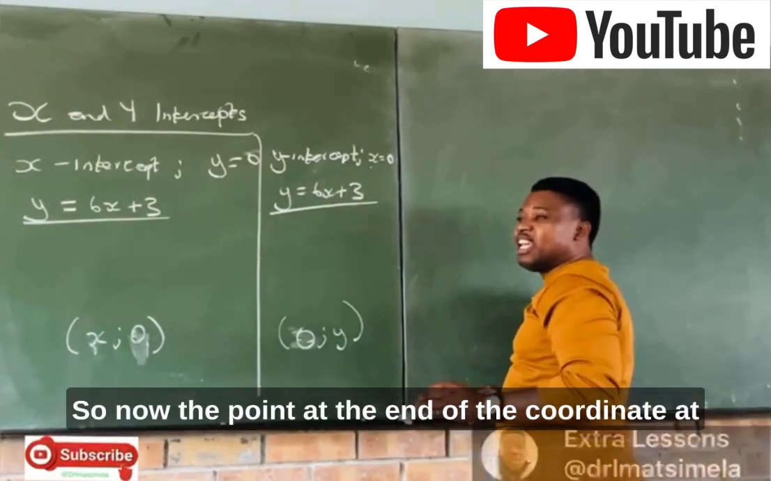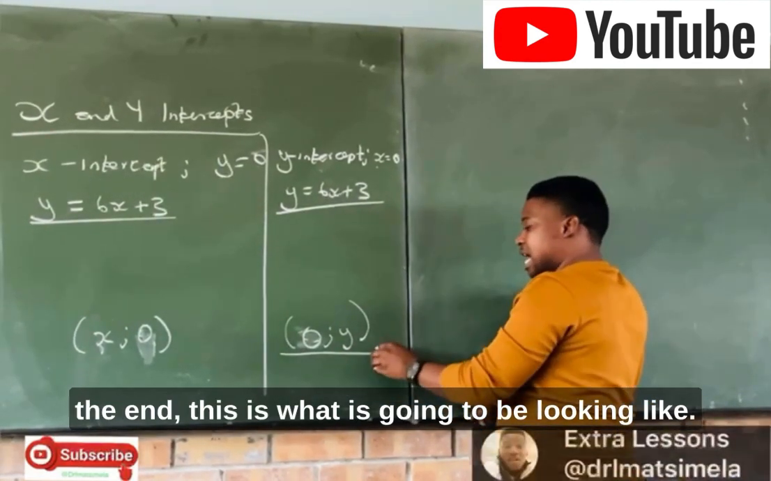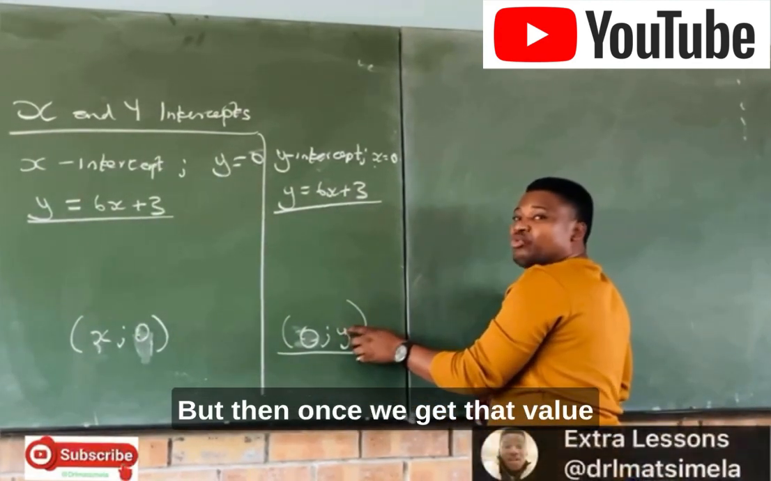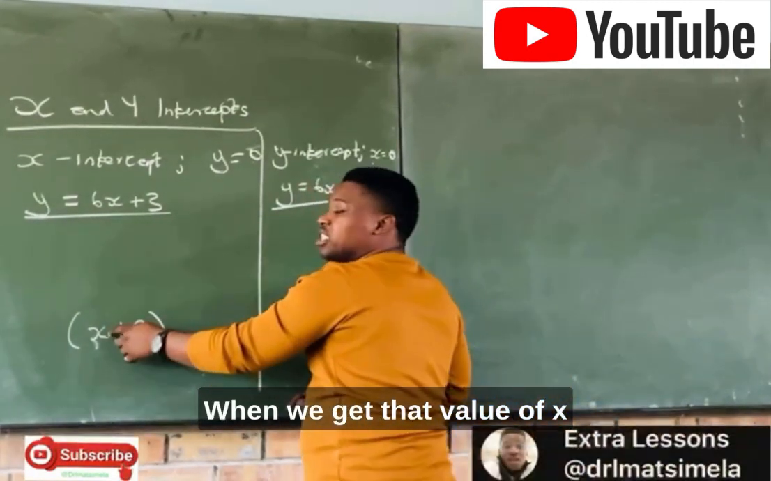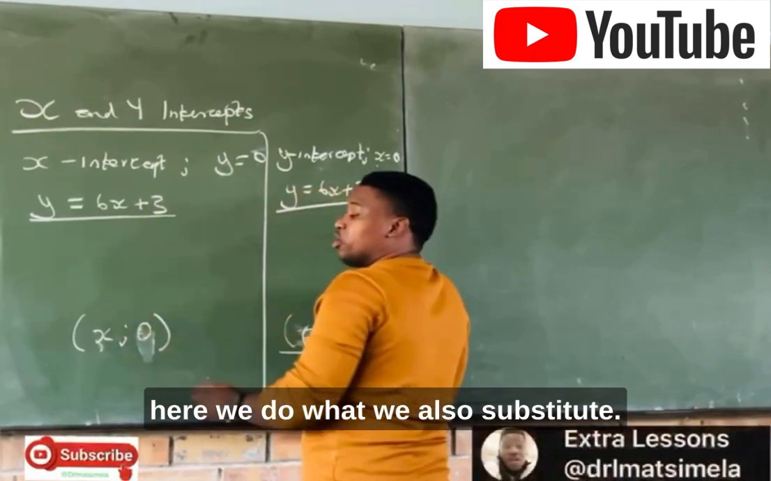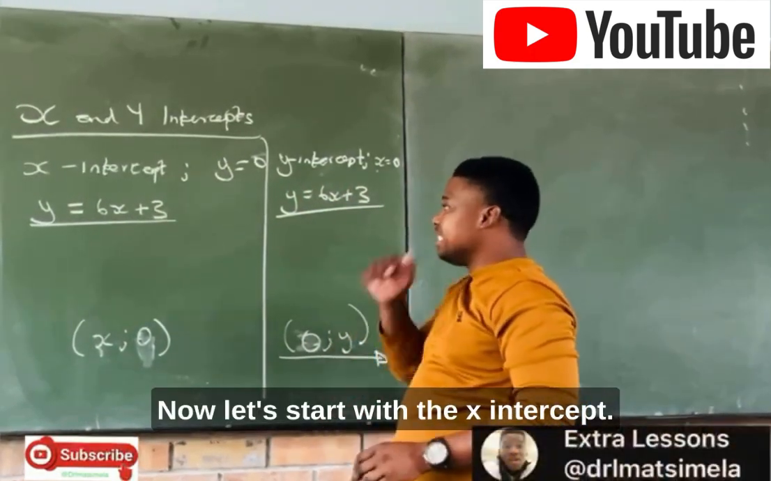So now the point at the end, this is what the coordinate is going to look like. Once we get that value of y here, we will substitute. When we get that value of x here, we also substitute. Are we clear? Yes. Now let's start with the x-intercept.